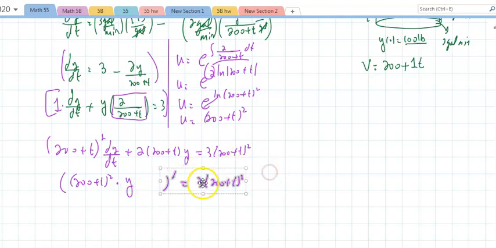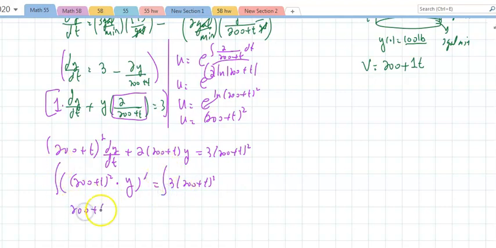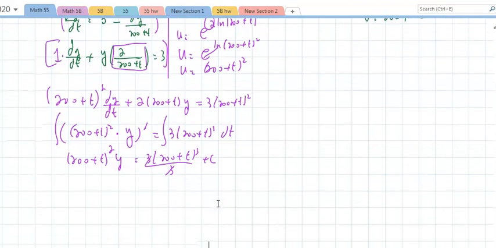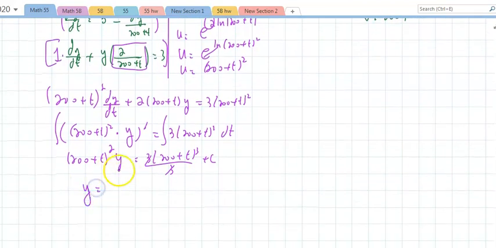There it is. And now, if I integrate, I'll be getting 200 plus t squared times y equaling, and the integral with respect to t is 3 times 200 plus t cubed divided by 3 plus c. So y would equal, dividing a cube with a square will leave you with a 1 plus c divided by 200 plus t squared.